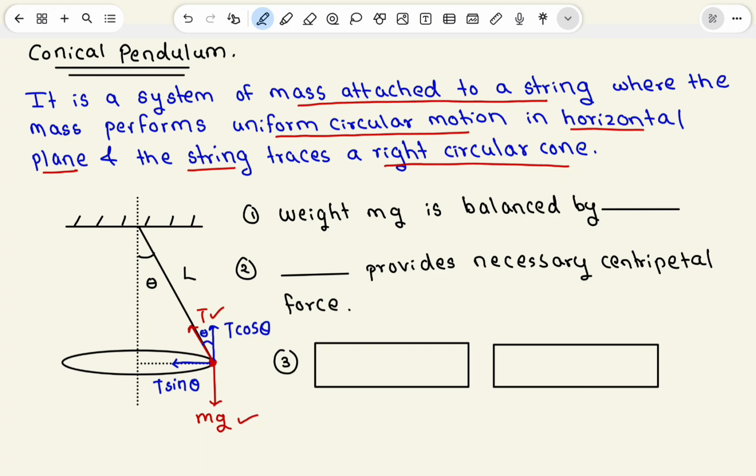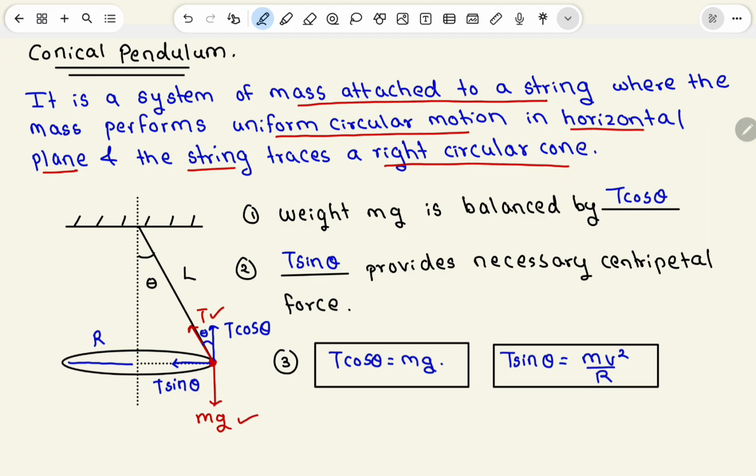If we have a look at all the forces that are acting on the bob, we can clearly see that the weight mg is balanced by T cos theta, and the component of the tension, T sin theta, provides the necessary centripetal force. So from this we have two equations. The first equation is T cos theta is equal to mg, and the second equation is T sin theta, as it is providing centripetal force, equal to mv square by R, where R is nothing but this radius.